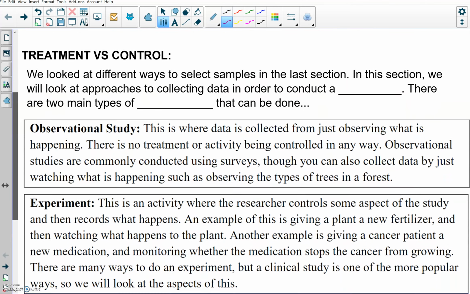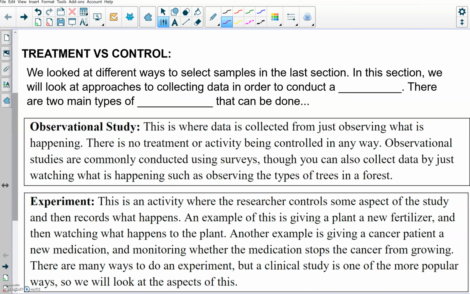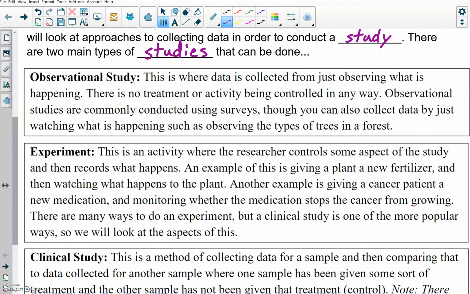So looking at treatment versus control first, these topics. So, just refreshing, we looked at different ways to select samples in the last section. And in this section, we're going to look at approaches to collecting data from those samples in order to conduct a study. There are two main types of studies that can be done. An observational study. So this is where data is collected from just observing what is happening.